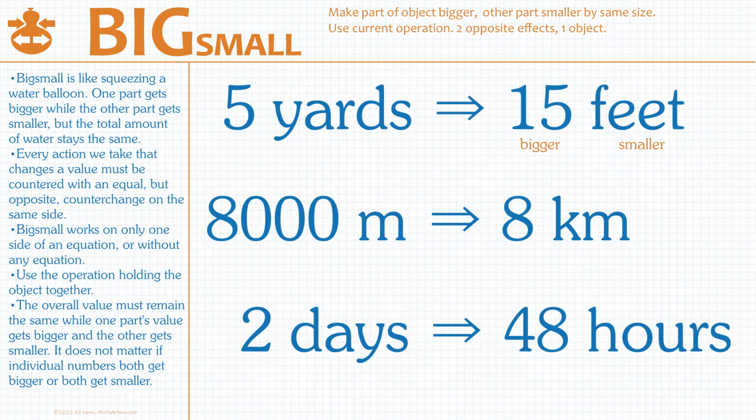The pattern continues with units. Yards become 3 times smaller to feet, so the 5 becomes 3 times bigger to 15. Meters gets 1,000 times bigger to kilometers, so the 8,000 gets 1,000 times smaller to 8. Days get 24 times smaller to hours, so 2 becomes 24 times bigger to 48.